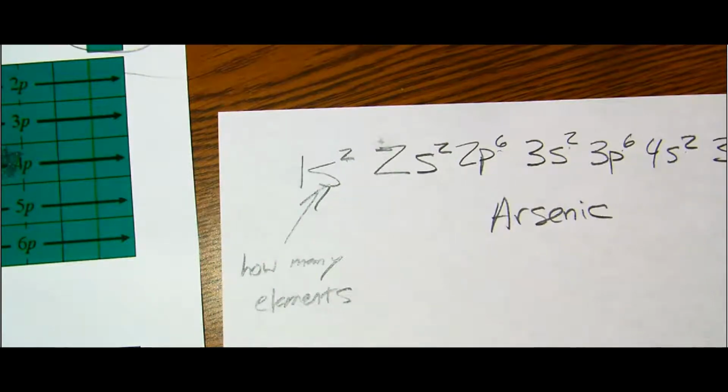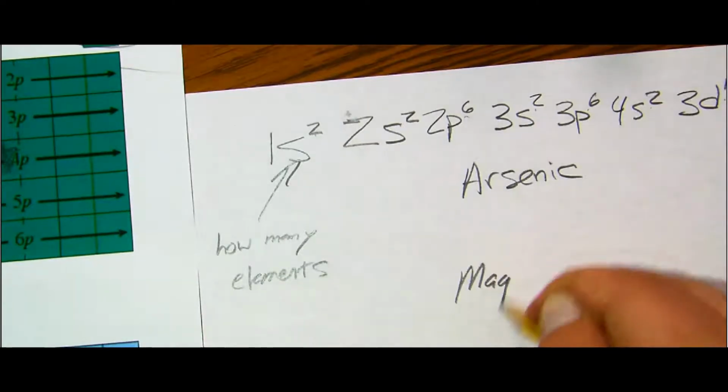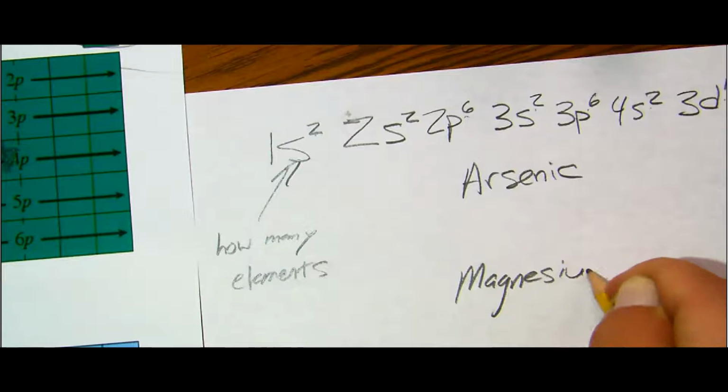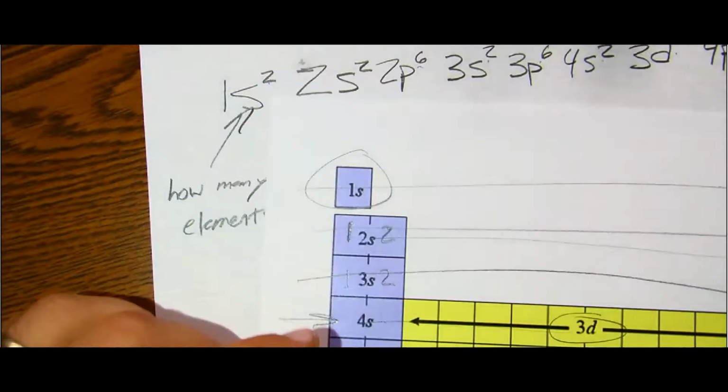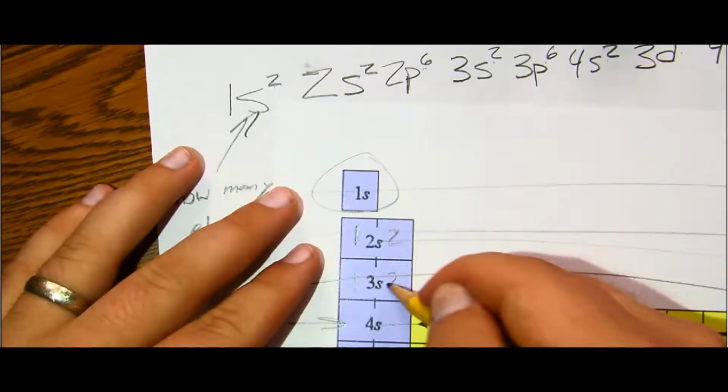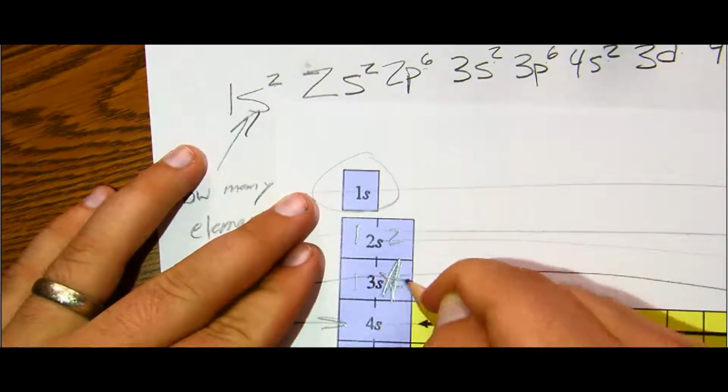All right. So let's do a simpler one. That was kind of long. Let's do magnesium. I want to do magnesium next. Okay, magnesium is element 12. It's right here. I'm going to do a big old star.